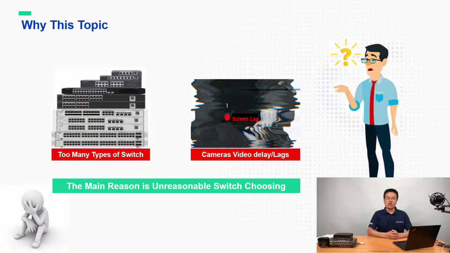Maybe you will say there are many reasons that can cause these issues, but I think the main reason is unreasonable switch choosing. The unreasonable switch choosing makes unreasonable bandwidth and lets the camera videos be abnormal.